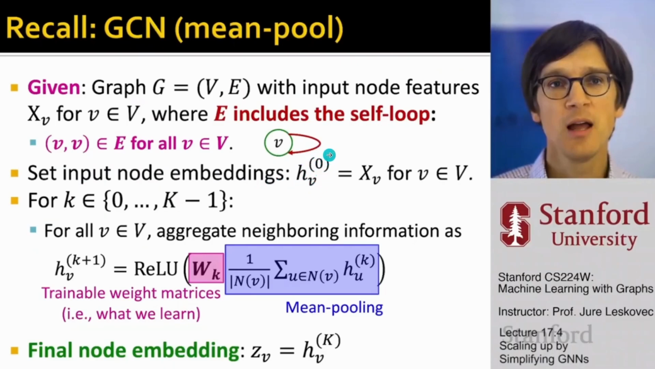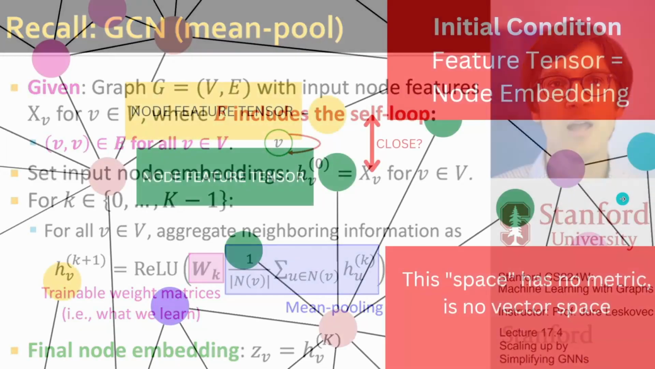at the zero level, at the very first beginning, equal to x of v, where x of v, for all v element of our vertices, is an input node feature tensor, or a vector, to make it easy. Beautiful. So now we can go.